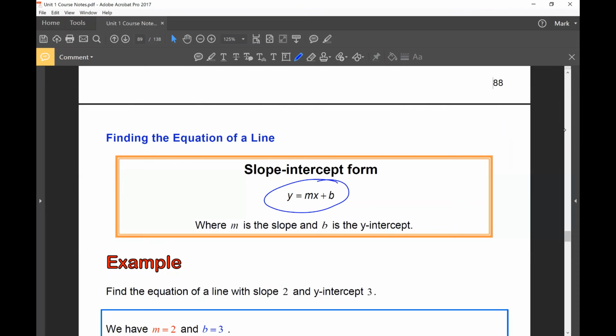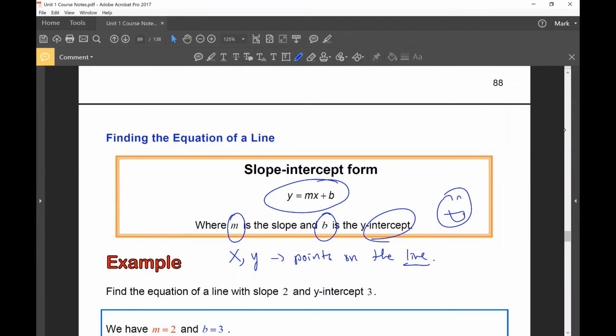Okay, so what does this mean? Well, m, I've already talked about this a few minutes ago. M is the slope. B is the y-intercept. We've already done this. That's why I showed you that method of using slope and y-intercept. We already know these points. So where does the y and the x come in? Well, these are your variables. These are your points on the line. X and y are points on the line.